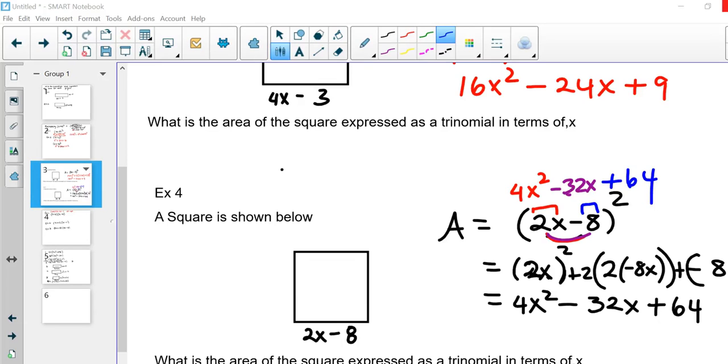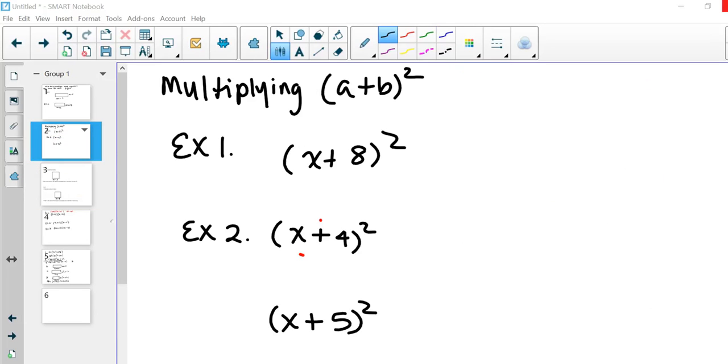Okay, so now that you've learned how to multiply, we'll talk about some special properties of multiplication. So here we have (a + b) squared. (a + b) squared is always equal to a squared plus 2ab plus b squared. And I'll just show you that.